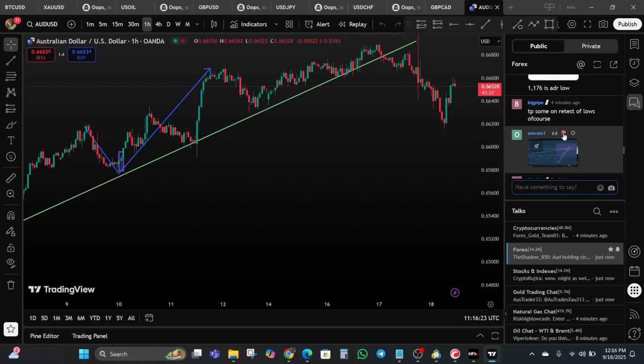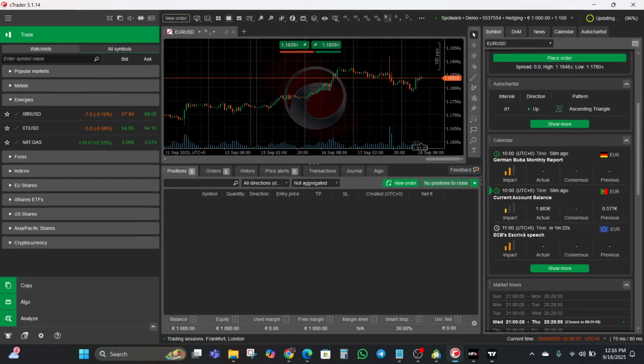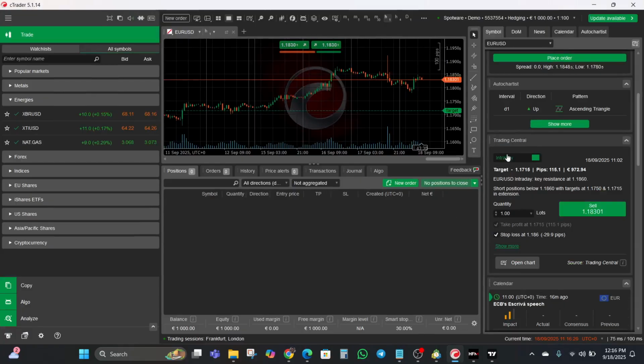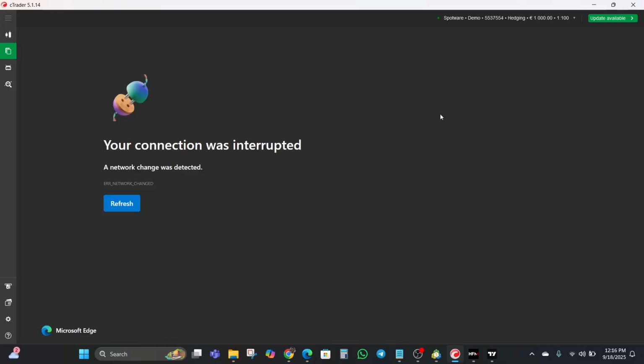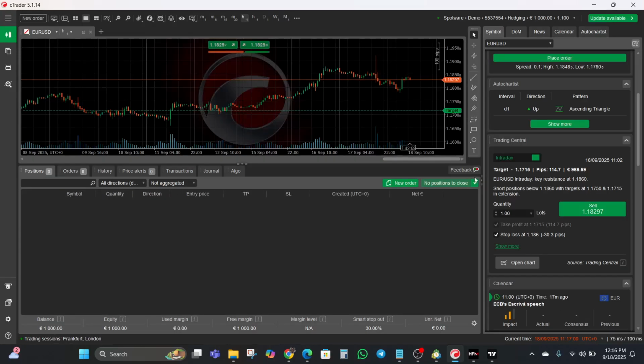Now, another strong platform to consider is cTrader. cTrader is sleek, modern, and built for professional grade trading. It offers depth of market features, excellent execution, strong support for algorithmic strategies, and it's actually a great platform.